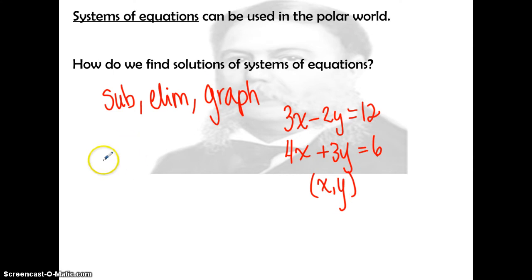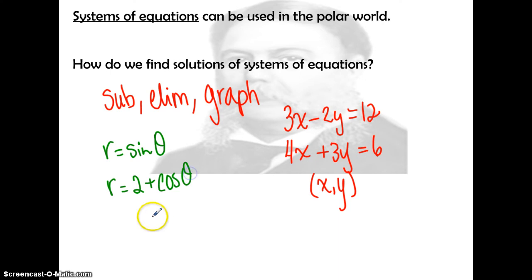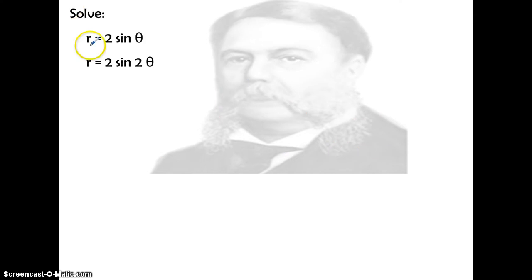Today, our polar equations are going to be r, some form of theta, and another r with another theta. So it's going to be an ordered pair of the radius and the degree for each of these. So let's take a look at an example. We've got r equals 2 sine theta and r equals 2 times sine 2 theta. So we're going to solve it algebraically first, and we're going to be looking at this.